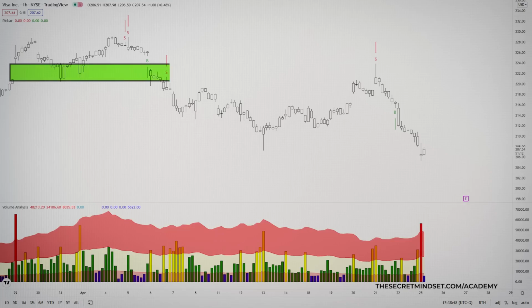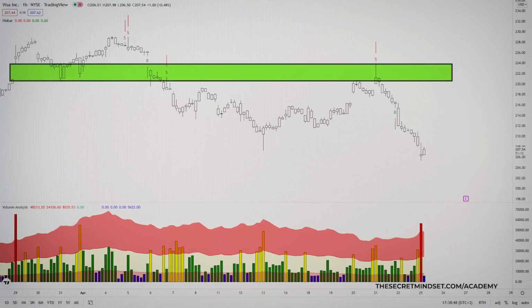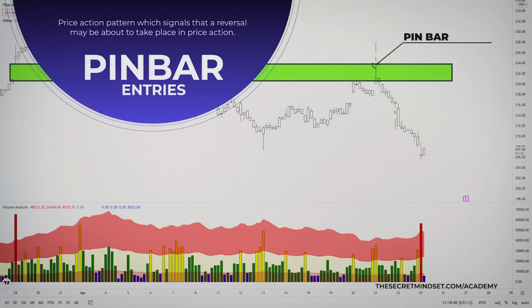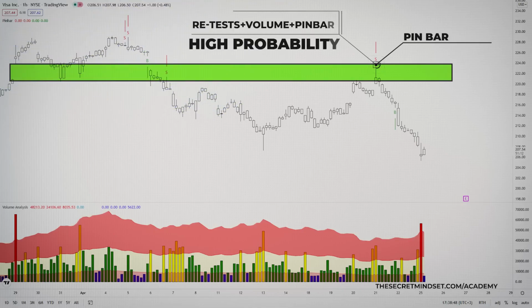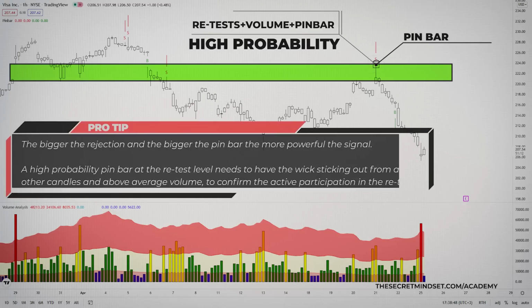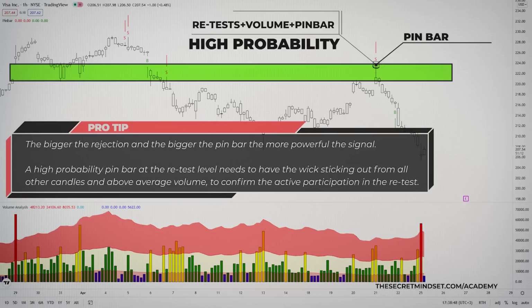The pin bar is one of the most powerful and reliable price action trading signals during retests, and the signal I rely on the most in my trading. A pin bar is a price action pattern which signals that a reversal may be about to take place. Trading pin bar signals with support and resistance and volume confirmation is perhaps one of the most effective ways to trade. The very best pin bars stick out at the retest level. The bigger the rejection and the bigger the pin bar, the more powerful the signal.